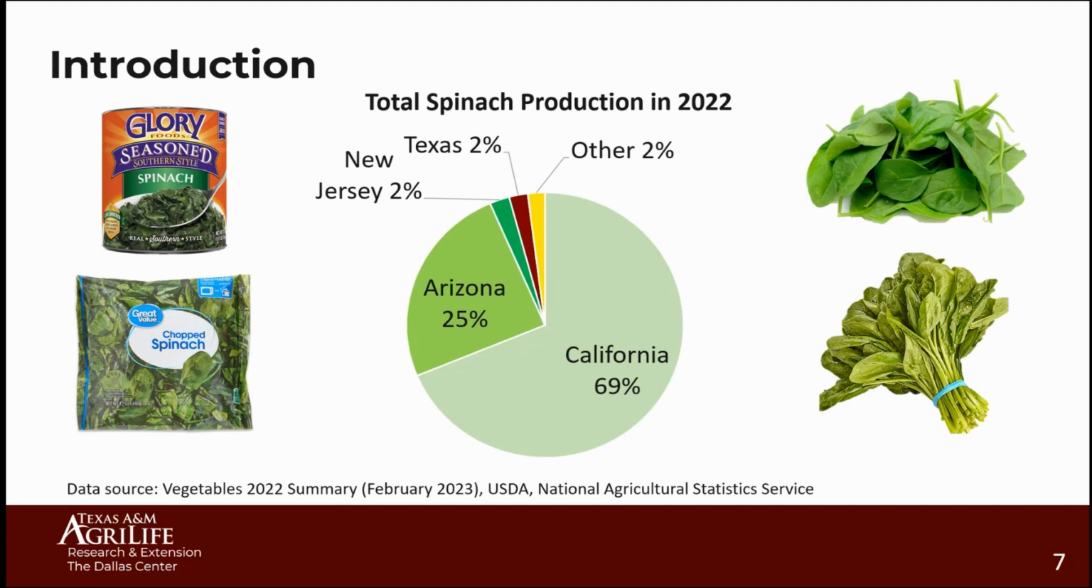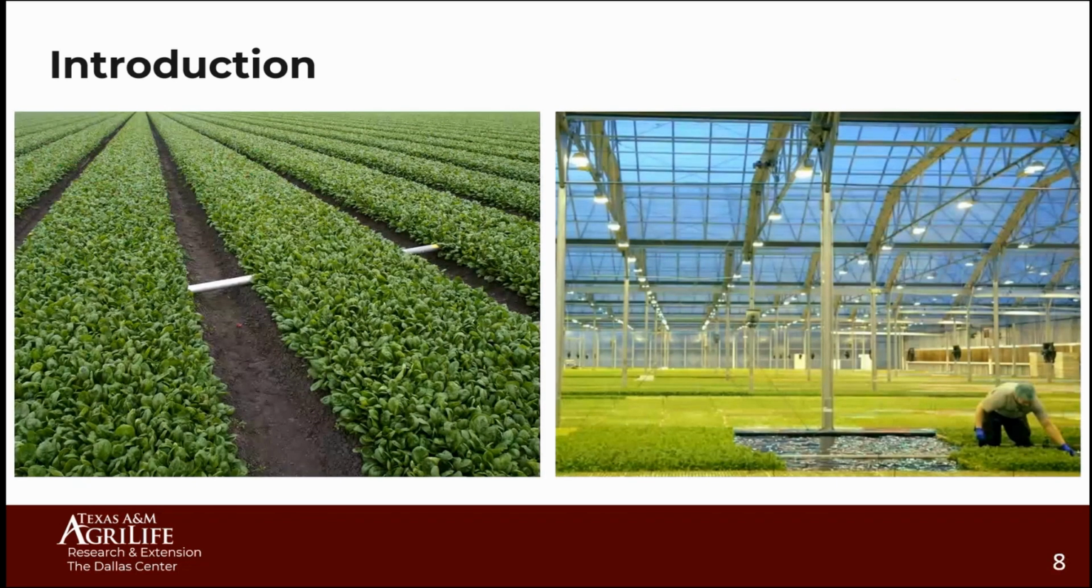However, if you look at spinach production in the United States, you will learn that California and Arizona contributed 94% of total spinach production. That's because in the United States, spinach is mainly produced by field production. So if we can grow spinach hydroponically in a controlled environment, spinach production won't be limited by the location or the climate, and our consumers can have easy access to locally grown fresh spinach.